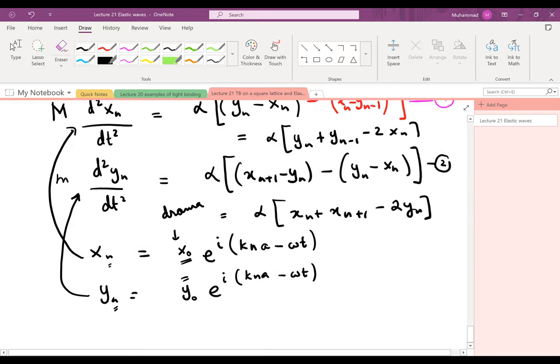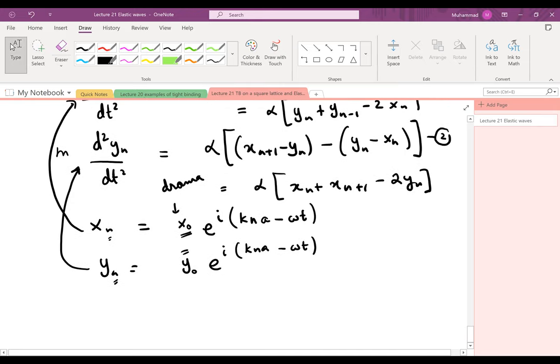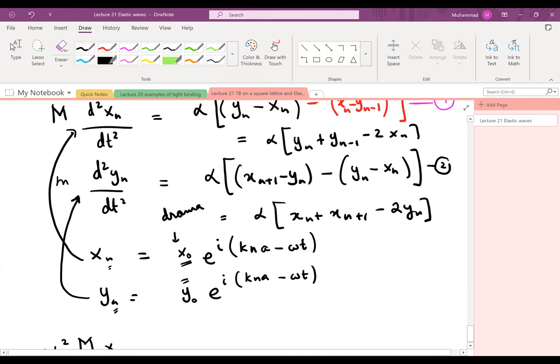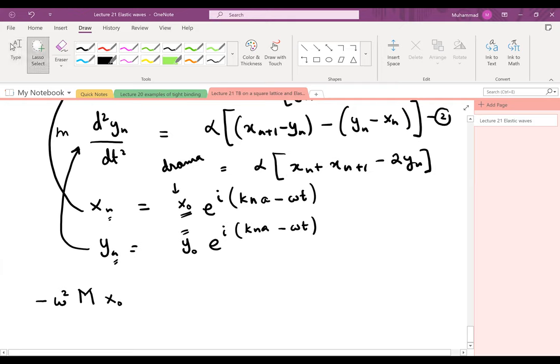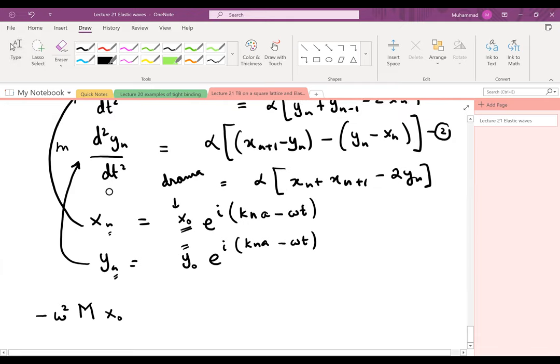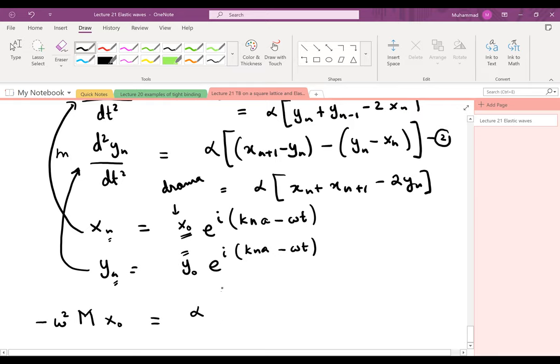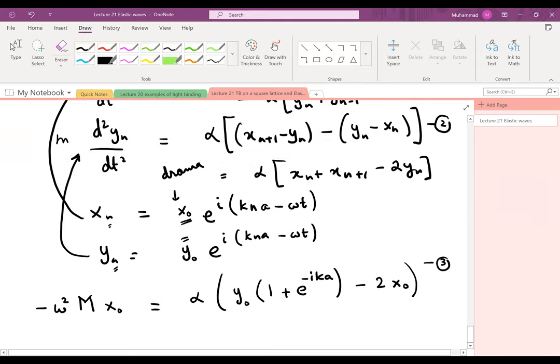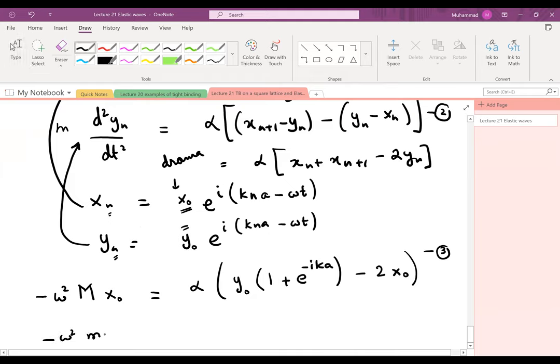If I look at equation number one, I'm left with minus omega square capital M X naught. This is the left hand side. Likewise, I'm going to cancel out the e to the iKna term from both sides, which is equal to alpha Y naught (1 plus e to the minus ika) minus 2 X naught. That's very simple. Likewise, if I look at equation number 2, I will get minus omega square small m Y naught is alpha X naught (1 plus e to the ika) minus 2 Y naught, number 4.